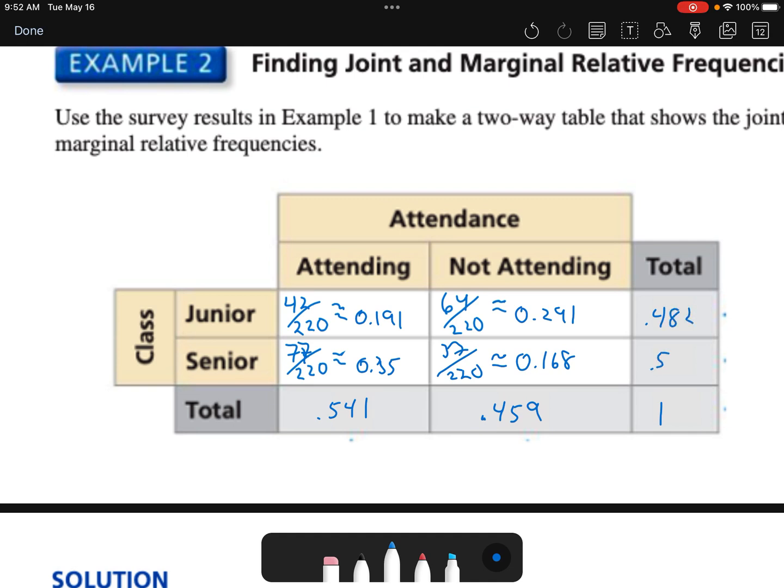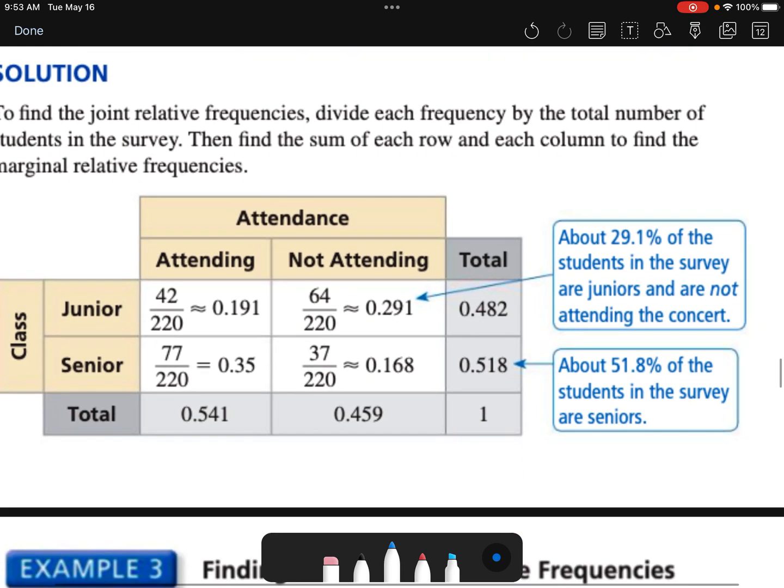So now we have the probability that we're going to get a junior attending, a junior not attending, a senior attending, and a senior not attending. And surveyed students that are not attending, students that are attending. So we got all kinds of questions we can answer using this relative frequency table. We now have the probabilities of attendance.